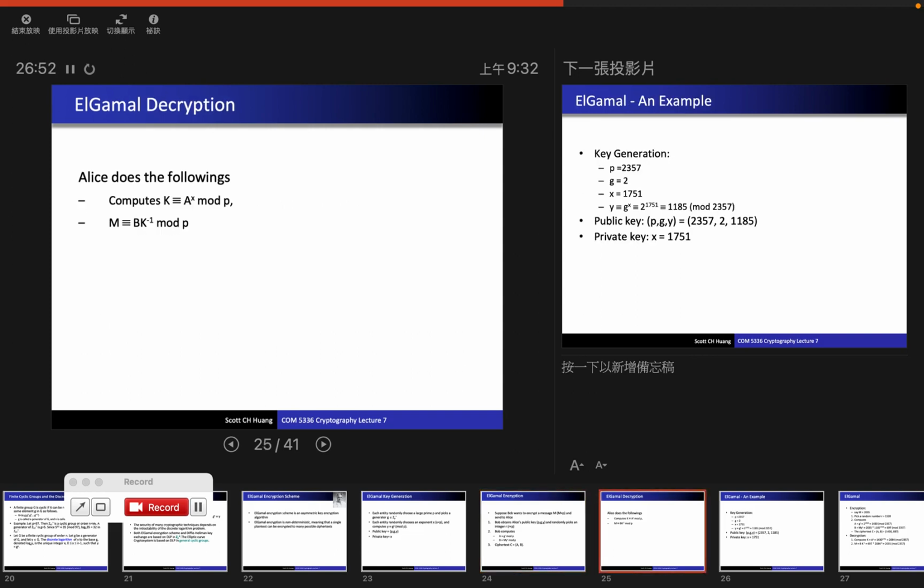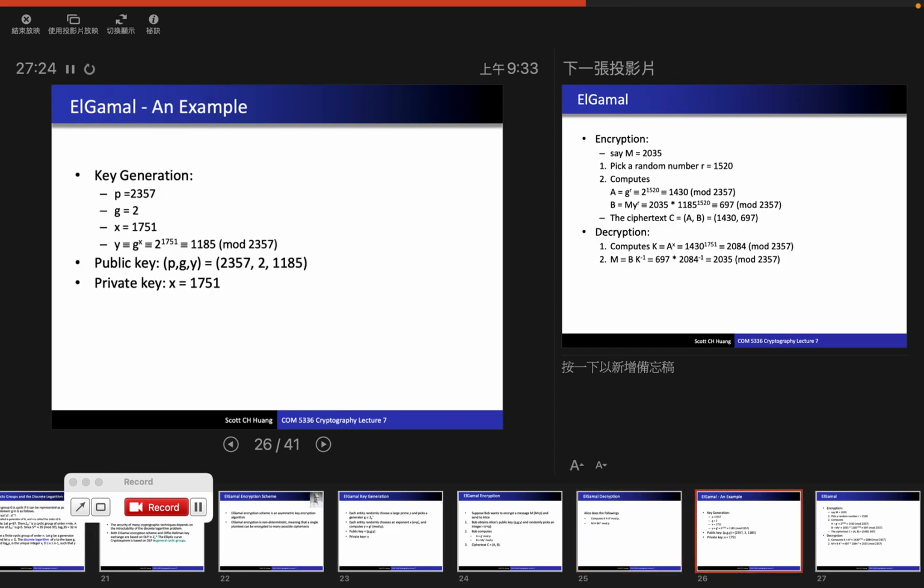Every time, we will use a lot of the algorithms involved in finding multiplicative inverses, because it plays such an important role that it's virtually everywhere. Okay, so Alice computes this. This is the shared secret, and then she finds the inverse, and then multiplies it to the ciphertext, which will recover the information. So that's the decryption algorithm. Okay, this is an easy example.